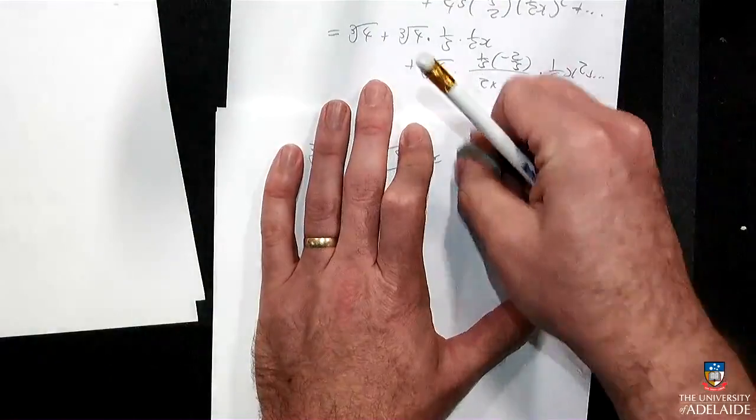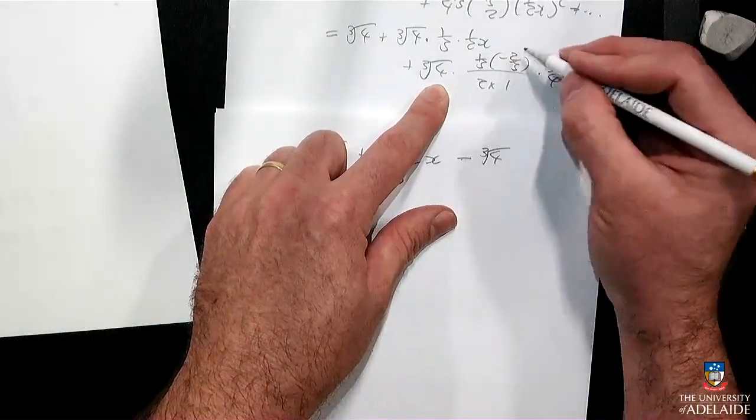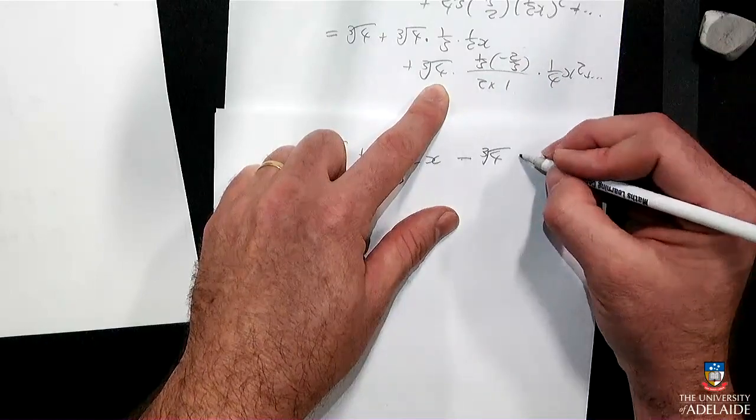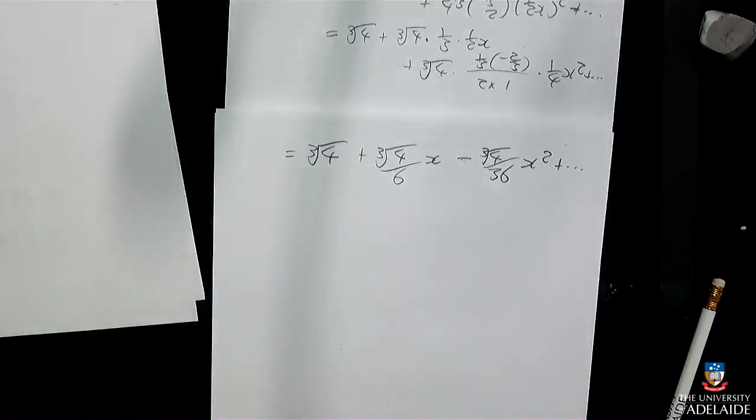So what have we got? We've got a minus, we've got a 2 and a 2. They cancel. We've got a 9. We've got 1 over 4 times 9, 36. That does leave us with having to calculate what the cube root of 4 is, but that's all right.